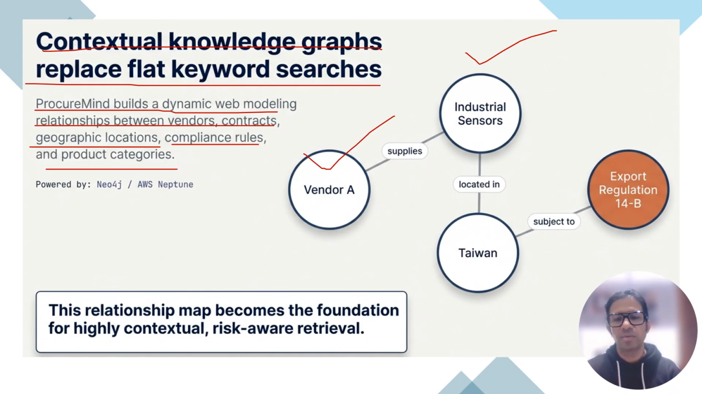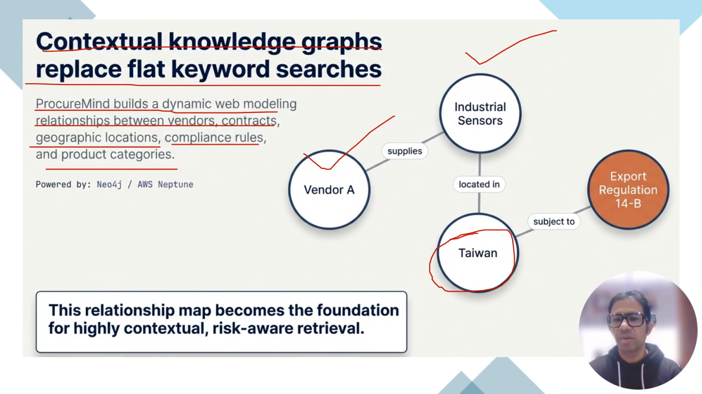We'll start with vendor A. Vendor A supplies industrial sensors. Now in normal procurement workflows, at this point, people would already start negotiating price. But the knowledge graph forces a better question: where is this supplier operating from? Vendor A is located in Taiwan. So now location becomes part of the procurement context automatically.